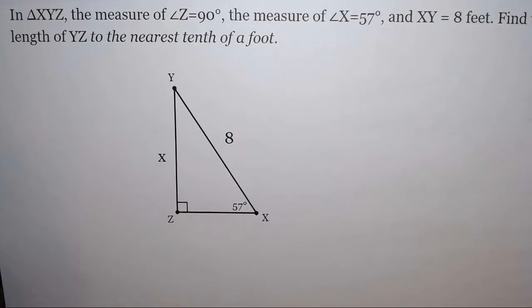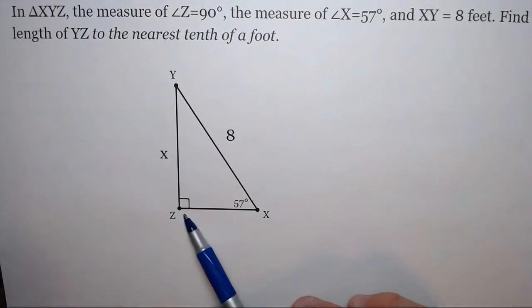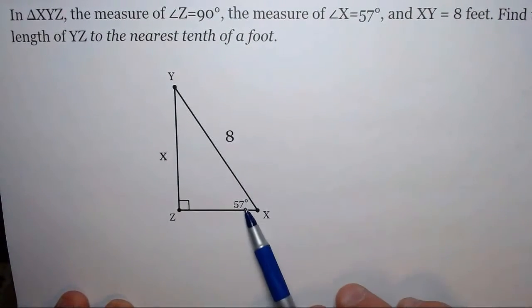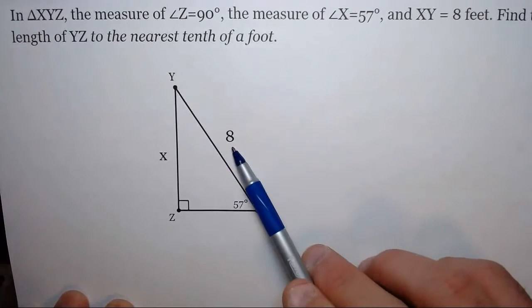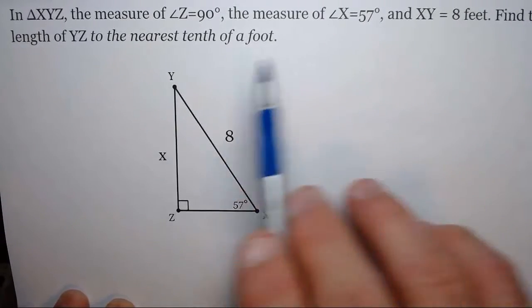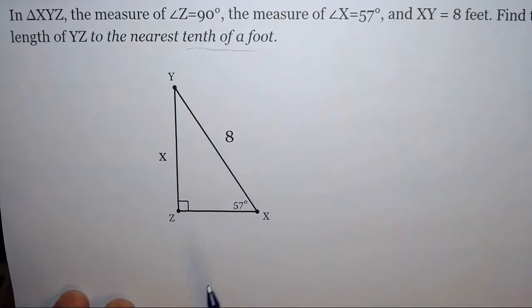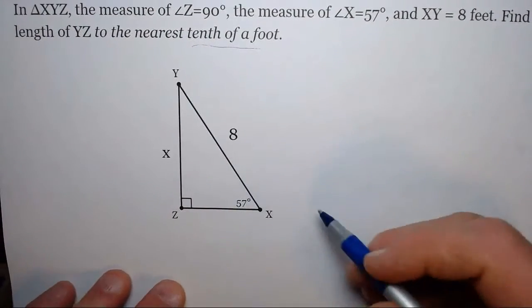Well, let's get started on it right quick. So I've got this DeltaMath problem right here on the document cam, and it says in triangle XYZ, the measure of angle Z is 90 degrees. Well, no kidding, we can see the symbol there. And the measure of angle X is 57 degrees, and XY equals 8 feet. Find the length of YZ to the nearest tenth of a foot. Tenth of a foot, so we're going to do some rounding.